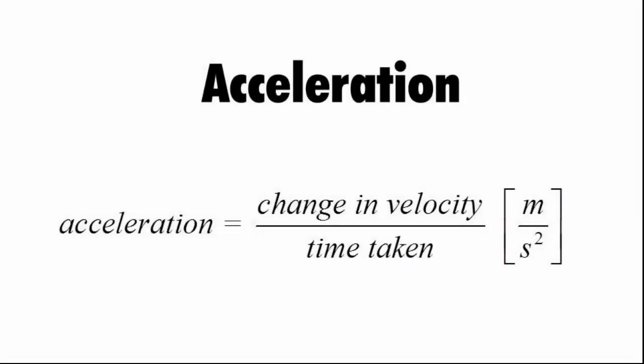In summary, acceleration is defined as a change in velocity divided by the time taken to make that change. It has a unit of meters per second squared. Acceleration is a vector and requires both the magnitude and direction to describe it. Positive acceleration results in an increase in velocity, while negative acceleration or deceleration results in a decrease in velocity.